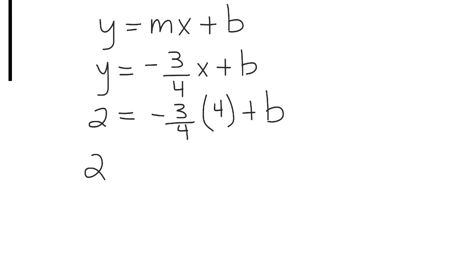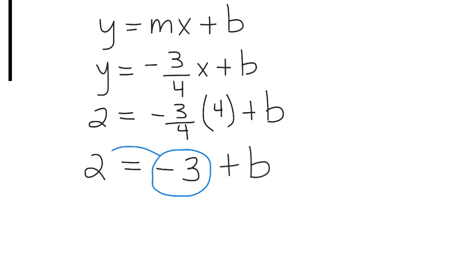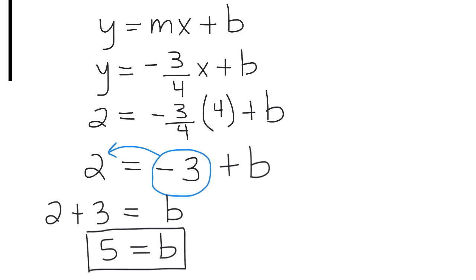If I simplify this, I have 2 equals, and then I'm going to multiply negative 3 over 4 with 4. So negative 3 times 4 is negative 12. Negative 12 divided by 4 is a negative 3. I'm going to collect like terms by taking this negative 3 and bringing it over. That's going to leave me with 2 plus 3. And 2 plus 3 is 5. So my b value is equal to 5.